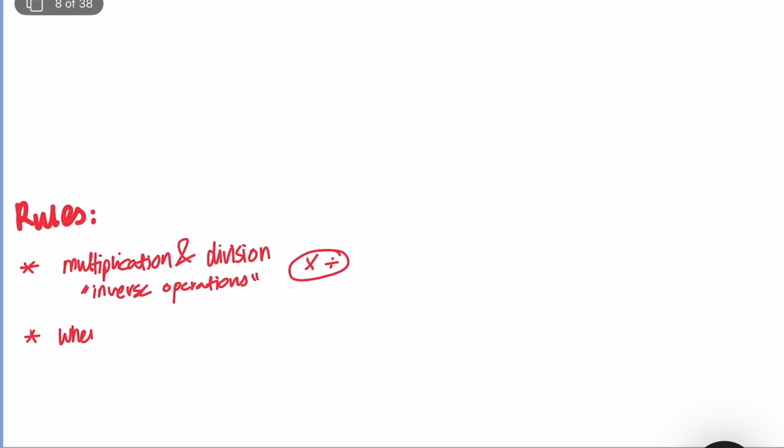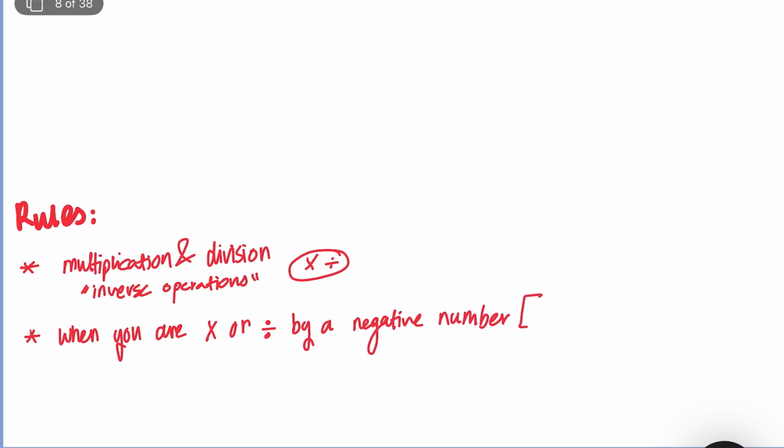when you are multiplying or dividing by a negative number, for example here, let's say negative 2x less than 12. To cancel the 2 that is multiplied with the x, you have to divide by the 2, but the 2 is negative, so you have to divide by a negative 2 on both sides.